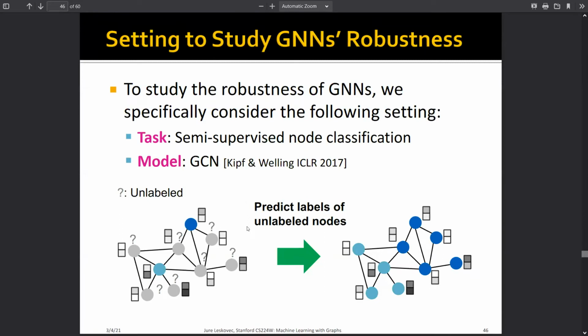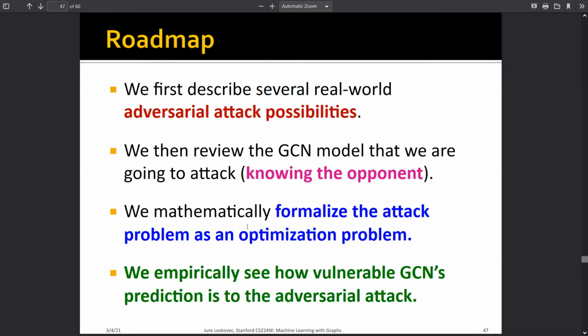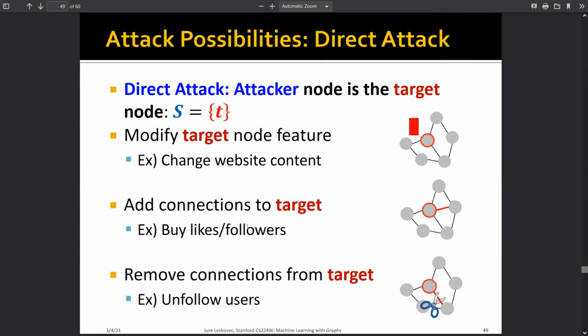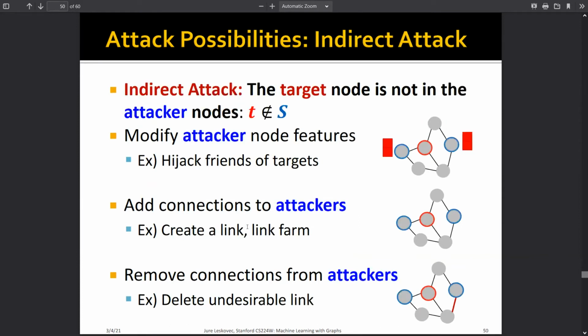So basically they're saying that you can poison these graphs strategically to get different results, right? Semi-supervised node classification: he takes an example, predict labels of unlabeled nodes, and then I think he will give you a real world GCN model. Those label predictions we want to change. Attack: modify target node feature, change website content. So these are ways in which you can do the poisoning, attacking, removing connections.